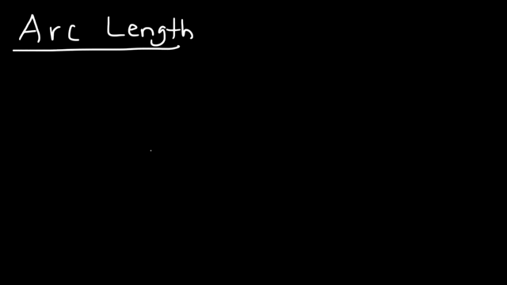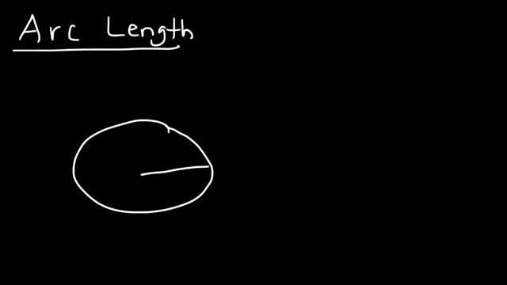Now let's talk about arc length and how to find it. Let's say we have a circle and we only want to find a portion of the arc length of the circle. Let's say this portion. The length of that segment in green is known as S, which is the arc length. And it's based on the angle theta.